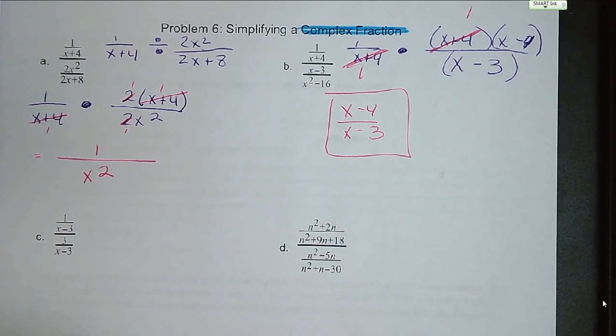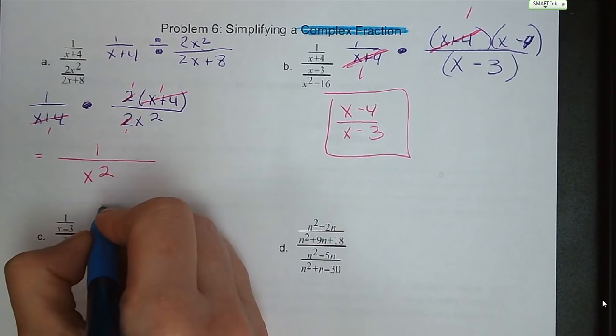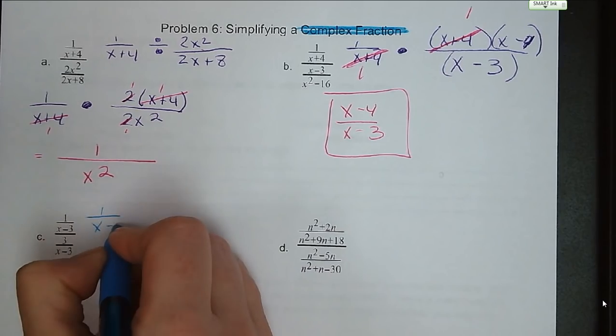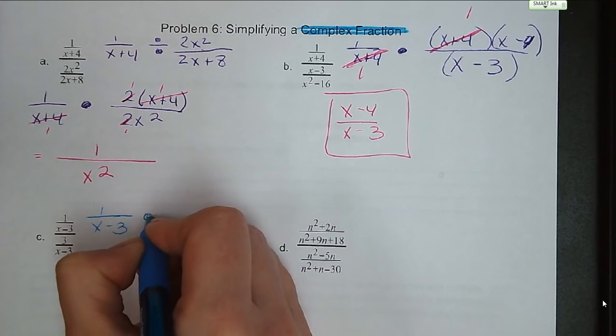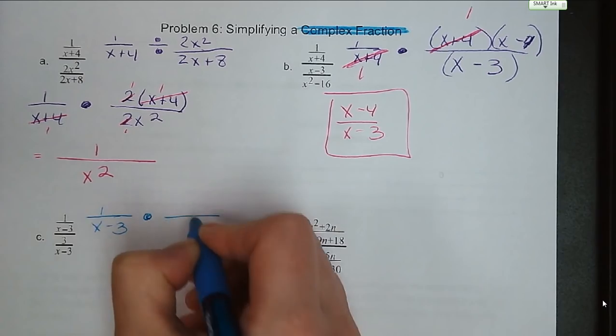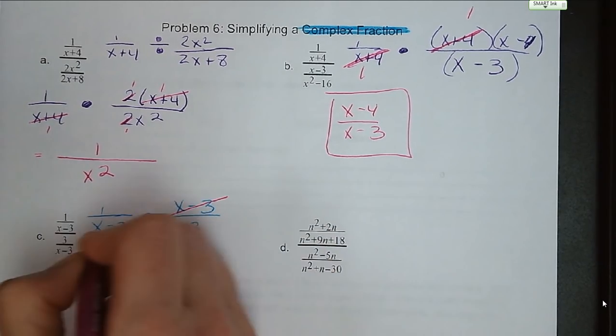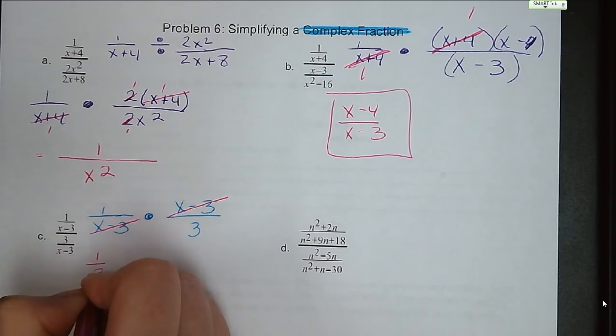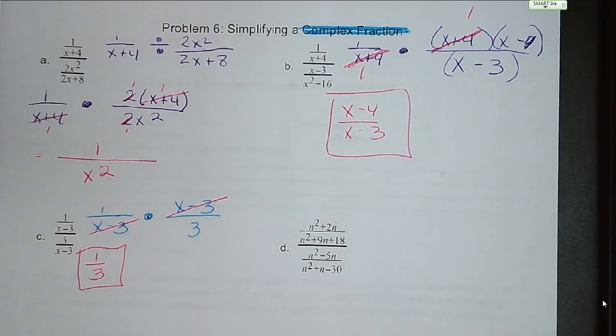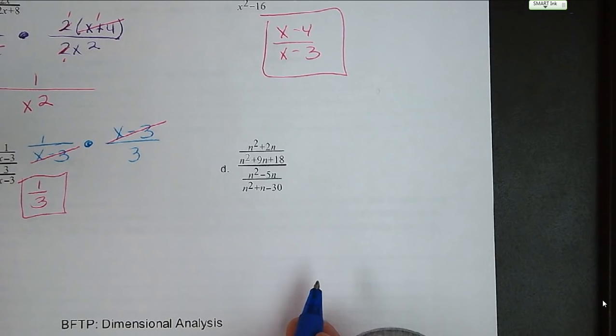Letters C and D, why don't you guys try on your own, and then we will go over them. So 1 over x minus 3 stays the same. We're going to flip the other one around. So we're going to have x minus 3 over 3. X minus 3's cancel, and we reduce to 1 over 3. These are kind of fun. Uh-oh, I spoke too soon.